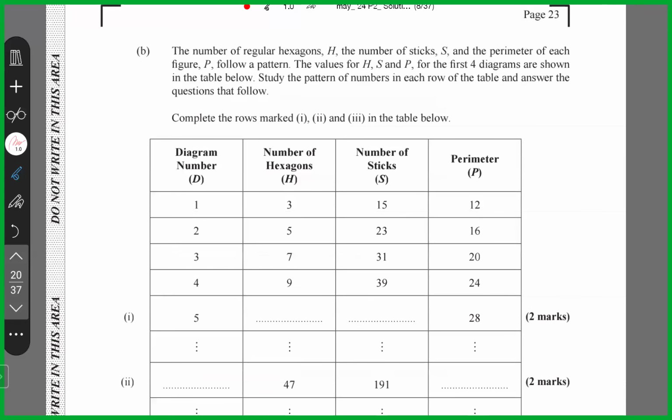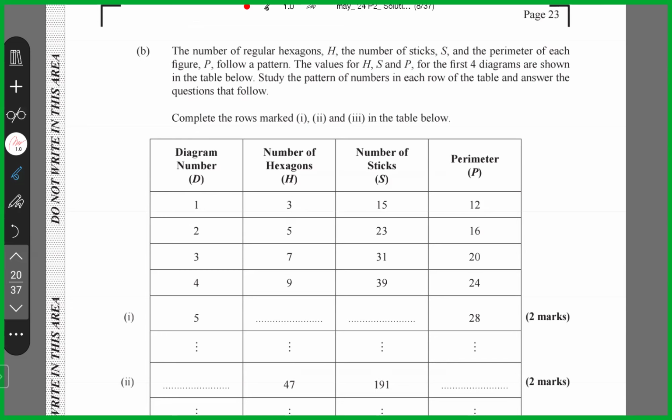All right, so the B part of the question says the number of regular hexagons H, the number of sticks S, and the perimeter of each figure P follows a pattern. The values of H, S, and P for the first 4 diagrams are shown in the table below. Study the pattern of numbers in each row of the table and answer the questions that follow. All right, so looking at the hexagons, the number of hexagons is going up by 2.